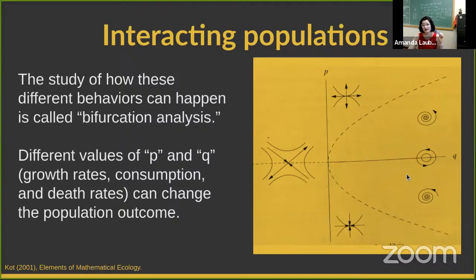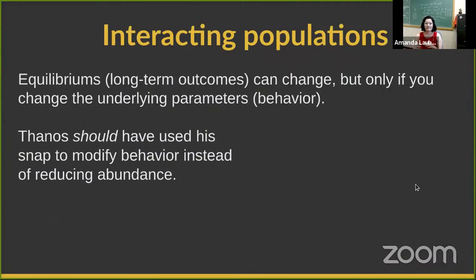And it's basically saying different numbers that you plug into your equations that describe change can lead to different outcomes. So we had our nice swirly outcomes over here. We can also have some extinction outcomes over here. I don't want to hover on that figure for too long because it looks like a mess if you don't know what it's showing. The basic idea is that equilibriums, like where your cup of coffee goes at room temperature or the bottom of the hill that you tend towards, those long-term outcomes, they can change. But they only change if you change the underlying parameters of your equations, or that is the biological behavior of what's happening. So what Thanos should have done is he should have used his all-powerful snap to modify behavior instead of just reducing abundance. That would have accomplished something.